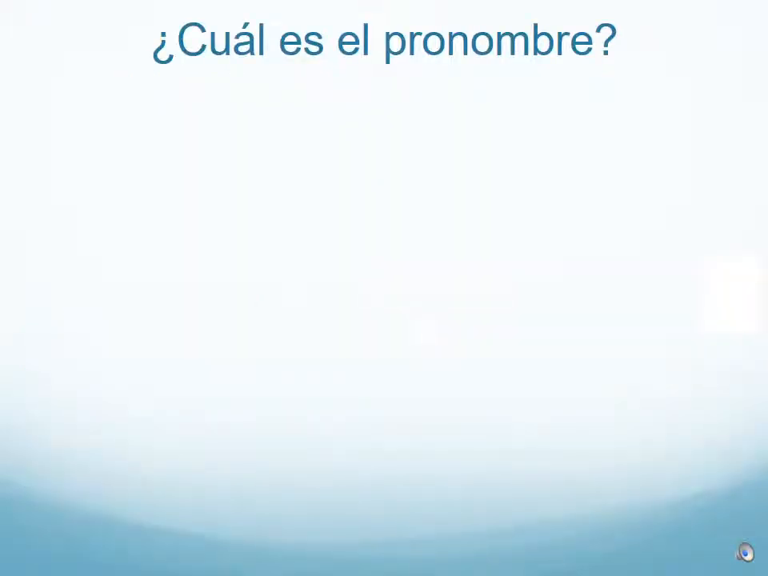All right, now it's time for you to practice. ¿Cuál es el pronombre? You're going to see a picture, and then you'll have to decide whether the pronoun is singular, plural, and which person it's referring to. All right, let's go. Here's the first picture. This boy's pointing to himself. So, what do you think the pronoun would be? Make sure you say it out loud. Yes, yo.